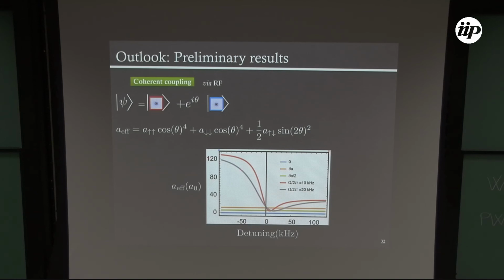It can go from, I don't know, for example, 120 to 40. That 120, for example, will be a up-up, and 40 or 30 will be a down-down. So we can see that we can control the scattering length in this way.